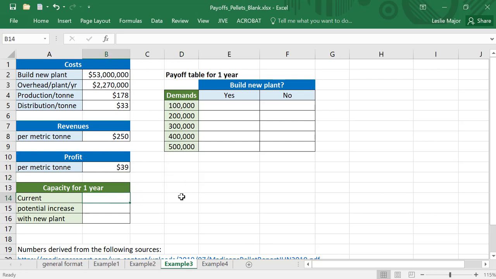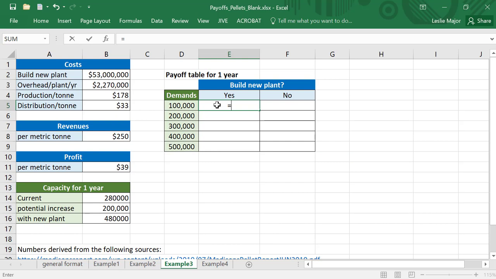Okay, let's talk about our capacity again. So again, for the current plant, it was $280,000. If we added or built a new plant, it'd be $200,000 extra. So that's just the total of the two of them, which is the $480,000. And now let's talk about our demand with these values.